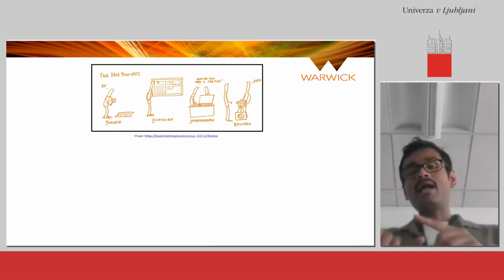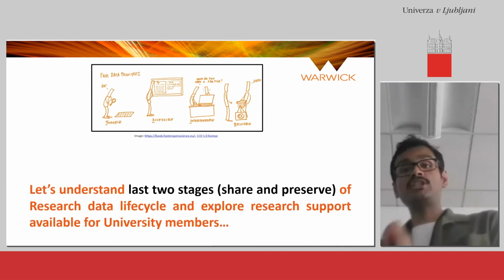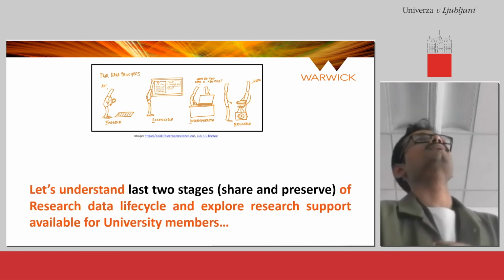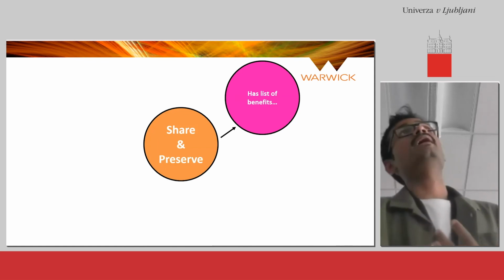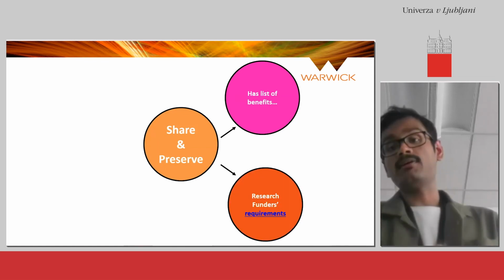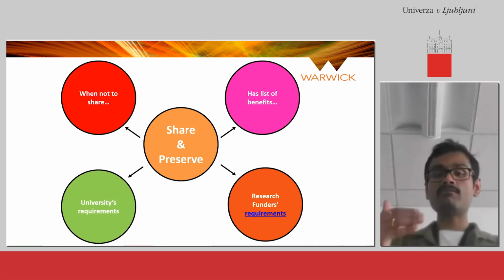So we understood plan, organize, and access. Then there are another two stages, sharing and preserve. So how to make it? Sharing and preserve has a list of benefits. It has, again, funder requirements, university requirements, and there is also a concept of when not to share.